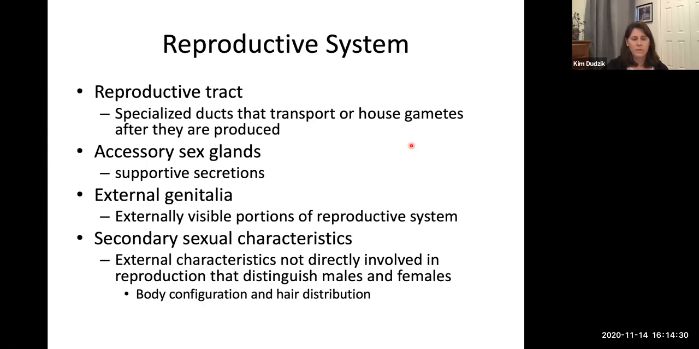Okay. And then secondary sexual characteristics. These are the characteristics that aren't directly involved with reproduction. So they're not involved with the creation of the gametes or the transportation of them, but they're there to distinguish males and females. This is what we're talking about: body configuration, muscle mass, that kind of thing, hair distribution. And as we go through the lecture, we'll see the hormones actually support these secondary sexual characteristics as well.